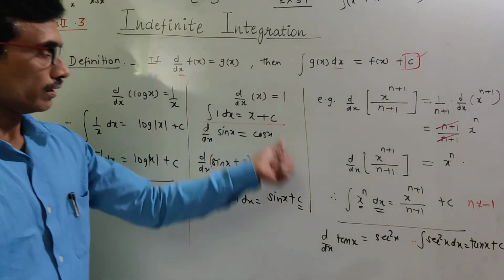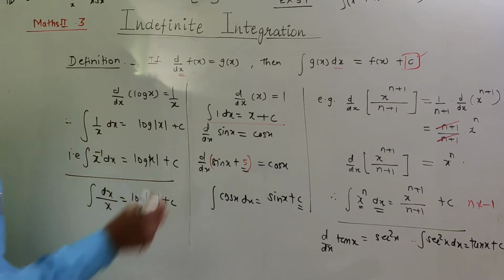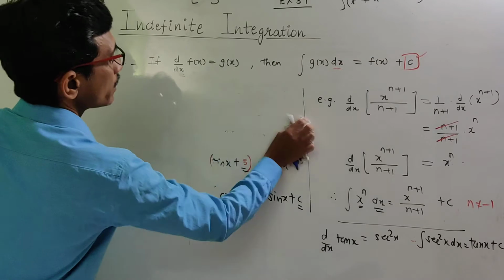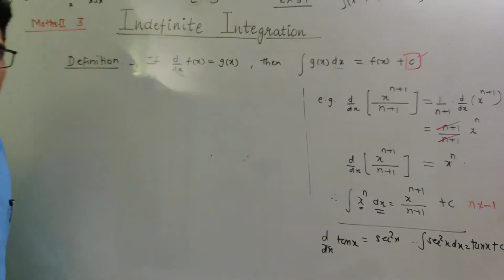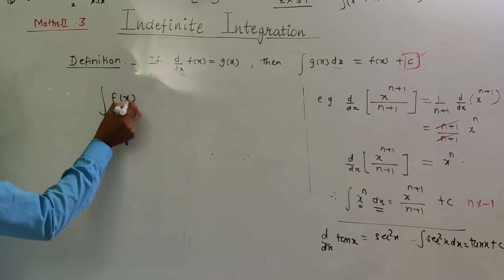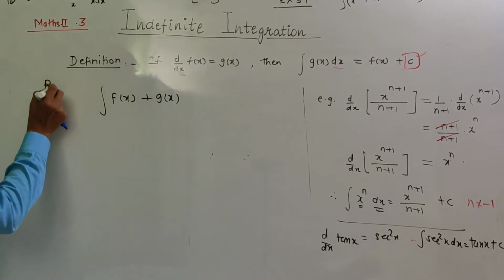So we do exercise 3.1. Before going to solve exercise 3.1, we should know some rules on integration, indefinite integration. So those rules we will write. Let us see the rules. The integration of the sum of two functions, that is the integration of f(x) plus g(x). You can understand it as a rule.